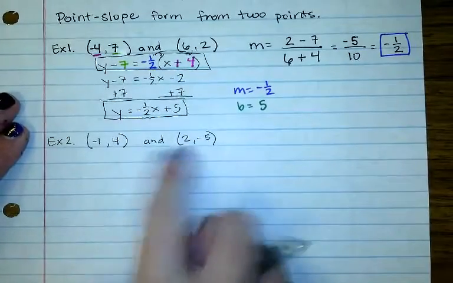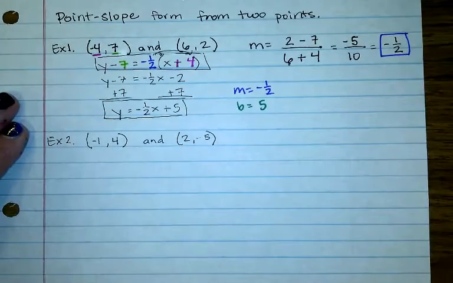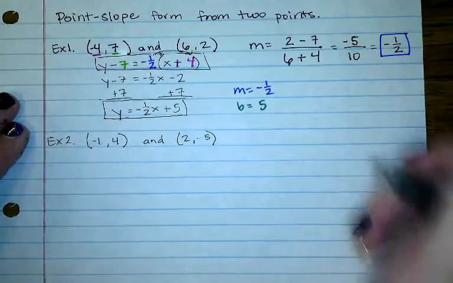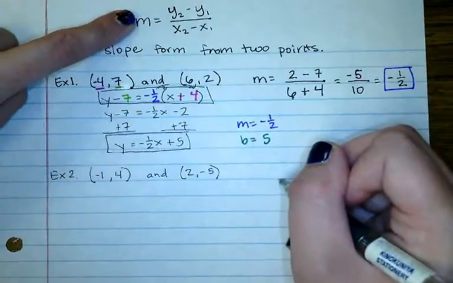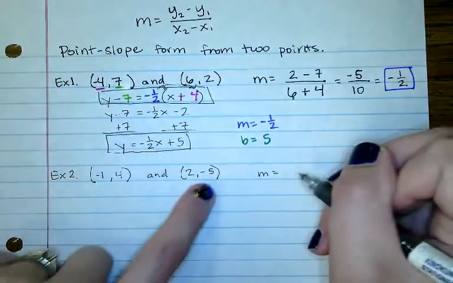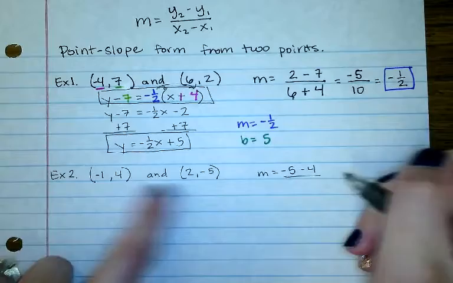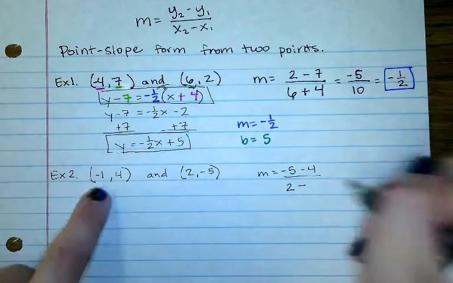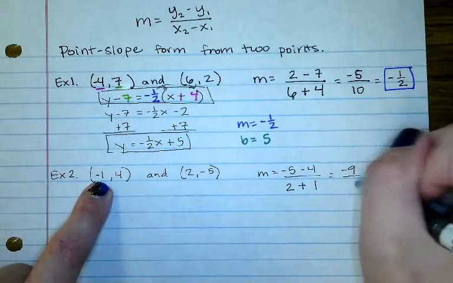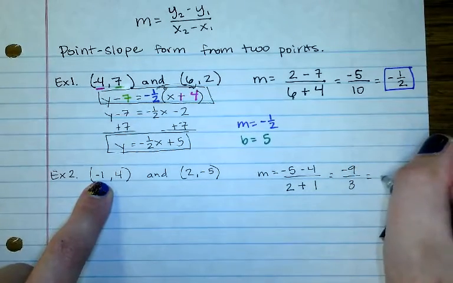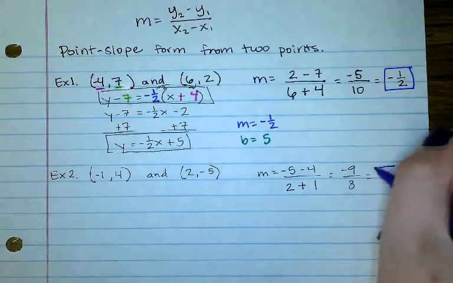So if we want to find the equation for the line that passes through these 2 points, how do we do this? We say, well, we need to follow our slope formula up here. So my m is equal to -5 minus 4 over 2 minus -1. So that becomes 2 plus 1. So then we have -9 over 3. And so then we are going to have -3 as our slope. Do you guys feel good about that? So we have -5 minus 4 over 2 plus 1 is -9 over 3, which gives us -3.